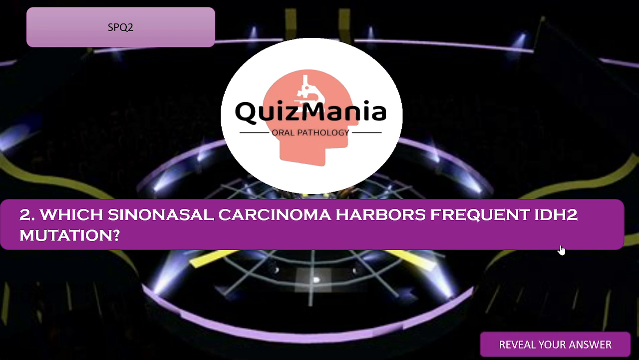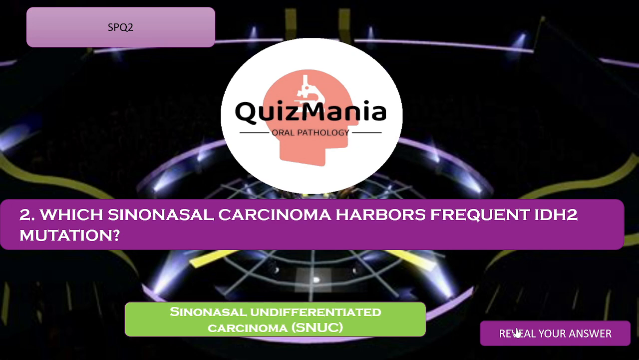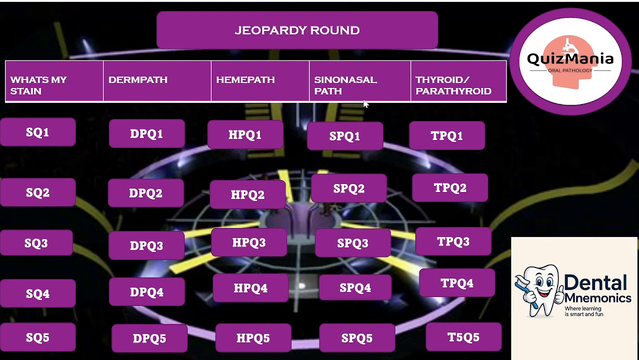So let's reveal our answer. The sinonasal carcinoma which harbors frequent IDH2 mutation is SNUC, or sinonasal undifferentiated carcinoma. They frequently harbor IDH2 mutation, which is most commonly seen. I said there's one subtype of sarcoma, which is chondrosarcoma. So if you got the SNUC correct, earn yourself 5 points, and if you got the chondrosarcoma part correct, earn yourself a bonus 2 points. So let's continue with our quiz.